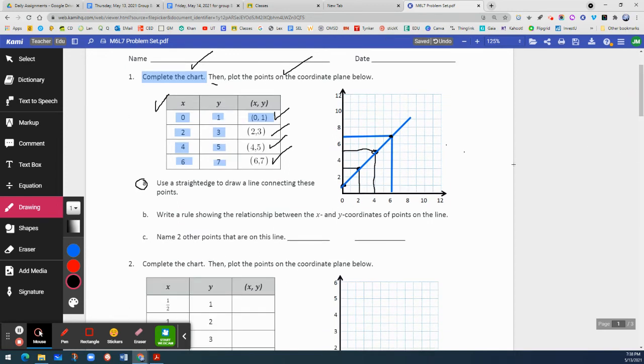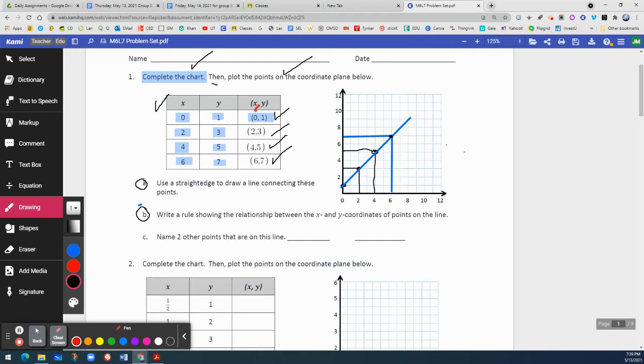We did that problem. This second one, number 2, is going to be the same exact thing with different numbers. Now we are on number B, and B says, write a rule showing the relationship between X and Y coordinates of points on the line. Okay, so here's what they want you to do. They want us to compare X and Y. So if you look at X right here, let me use my tool. I'm going to use a pen.